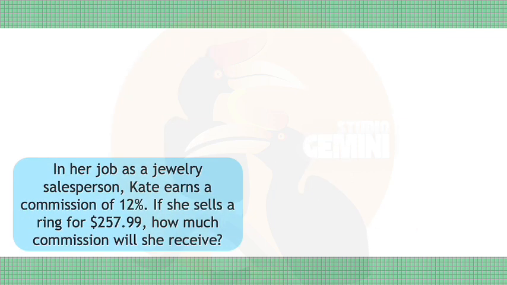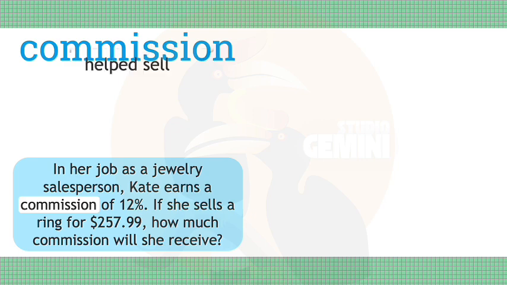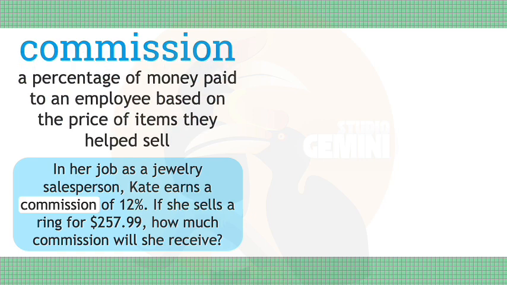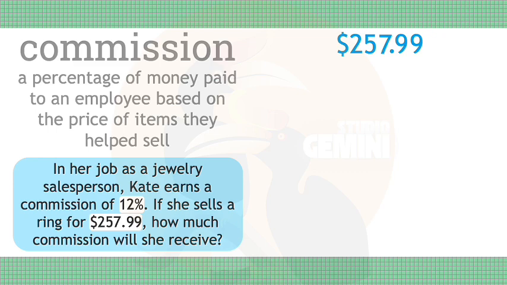Let's try this example now. In her job as a jewelry salesperson, Kate earns a commission of 12%. If she sells a ring for $257.99, how much commission will she receive? Commission is a percentage of money paid to an employee based on the price of items they helped sell. Since Kate earns a commission of 12%, we need to multiply the cost of the ring, $257.99, by 0.12.